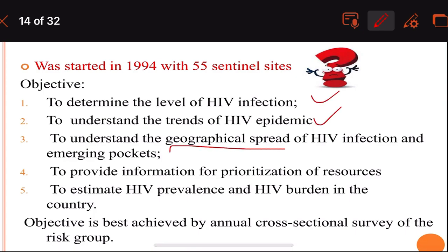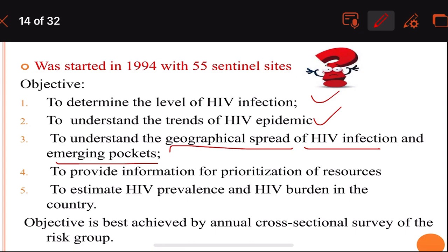To understand the geographical spread of HIV infection and emerging pockets. So they need to identify those geographical areas where the HIV epidemic has occurred and how it can spread to the nearby areas. To provide the information for prioritization of the resources, they need to provide the information so that they can prioritize the program resources, they can perform the evaluation of the program impact.